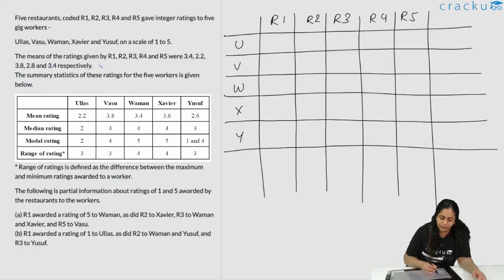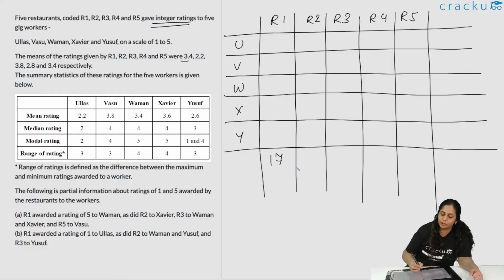Firstly, we are told that the mean of ratings of R1, R2 and so on are 3.4, 2.2, 3.8, 2.8, 3.4. All of these values inside the cell have to be integers because we have been told these are integer ratings. So that basically means there are 5 ratings. The average of 5 is 3.4. So 3.4 into 5 will give you the sum of ratings. So the sum of ratings given by R1 is 17, that is 3.4 into 5.